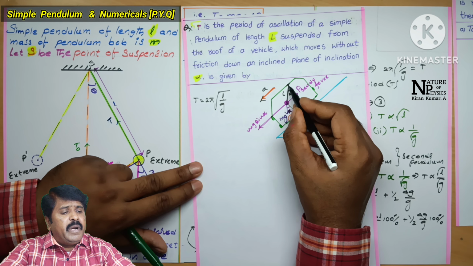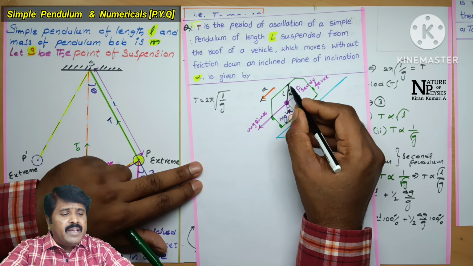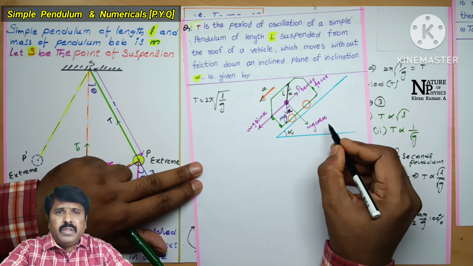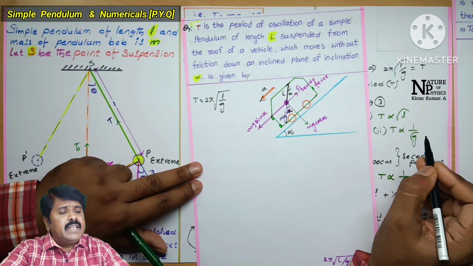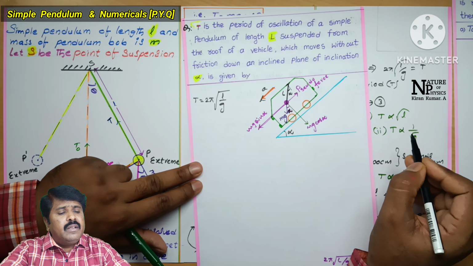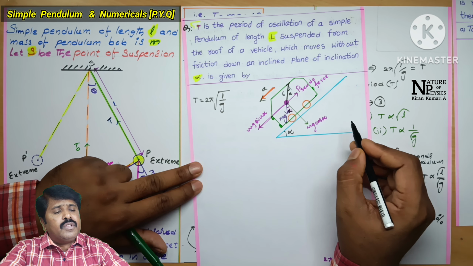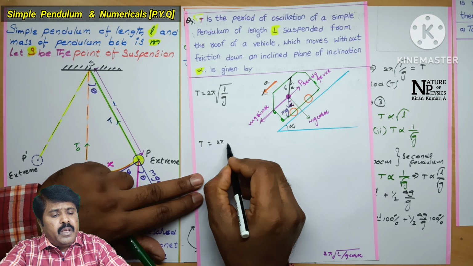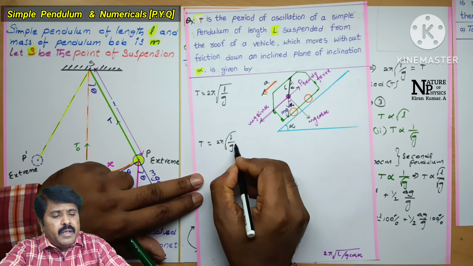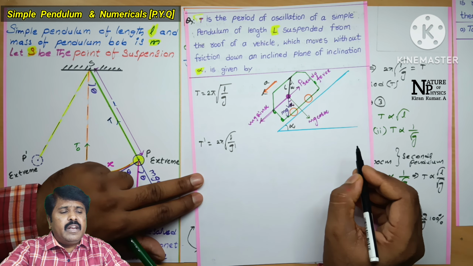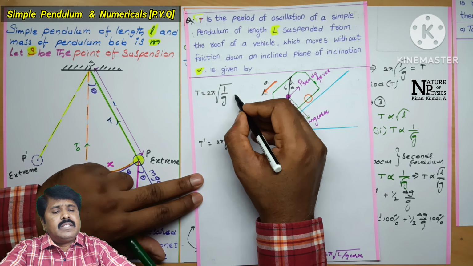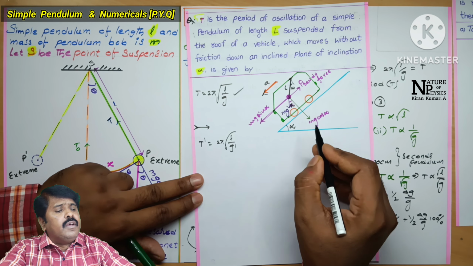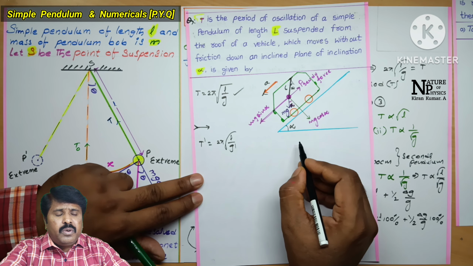But here the pendulum is suspended from the roof of the vehicle, and the vehicle is on an inclined plane making an angle alpha. Alpha is the angle of inclination, so there is a change in the time period, which I am going to find now. So T is equal to 2 pi root over L divided by G dash, this time period is T dash. This is the normal condition, and this is according to the question. Here G dash I am going to find.